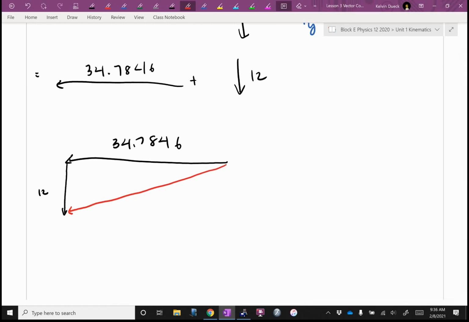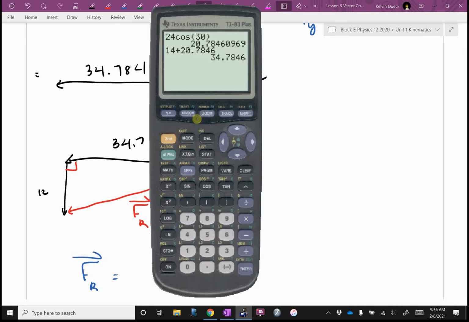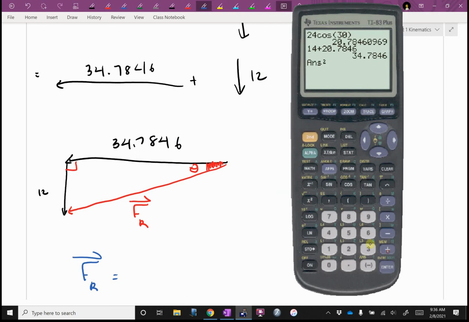Where's the theta going to go? Bottom left or top right? Top right. And this is going to be the resultant force, Fr. It's going to have a magnitude of that squared plus 12 squared, equals square root.